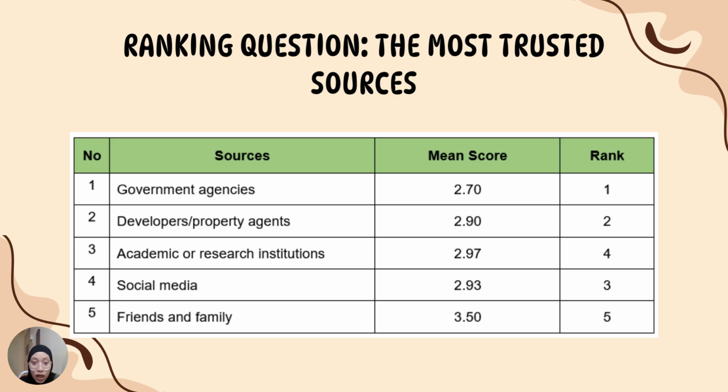Okay, for the ranking question, which is the most trusted sources, this study looked at which sources students trust the most for green building information. The result shows that government agencies are the most trusted sources with a mean score of 2.7. Then it was followed by developers and social media, and then academic or research institutions. Friends and family were ranked as the least trusted with a mean score of 3.5. This means that official and professional sources play a big role in shaping student understanding of green building.